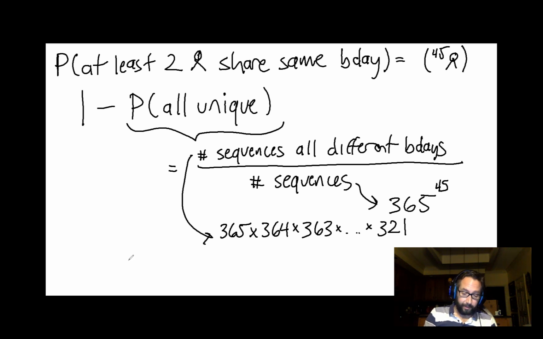So, all right, the answer that we're seeking is going to be 1 minus, we're using that complement rule, the probability that they're all unique. So 1 minus 365 all the way down to 321, divided by 365 raised to the 45th power.